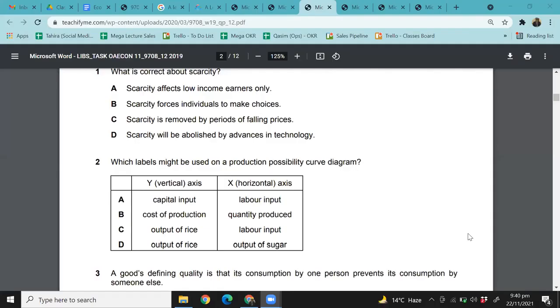It doesn't show capital input, it doesn't show labor input, it doesn't show cost of production, it doesn't show quantity produced. It shows the output of rice. Now, rice is a product. It can be correct, but the other column is not correct. Labor input, that's incorrect, right? And then the output of rice and the output of sugar. Easy, clear, no confusion, right? So the answer should be D.